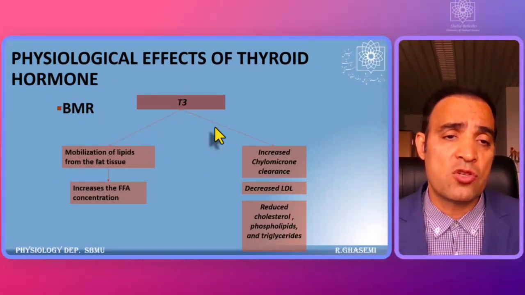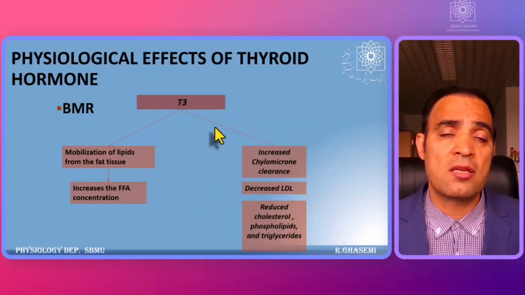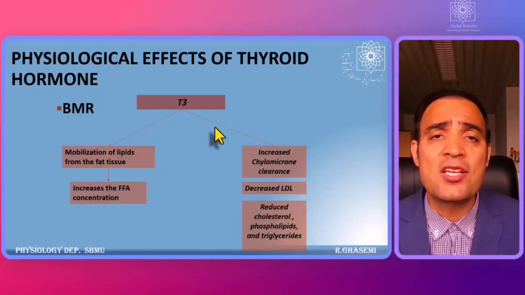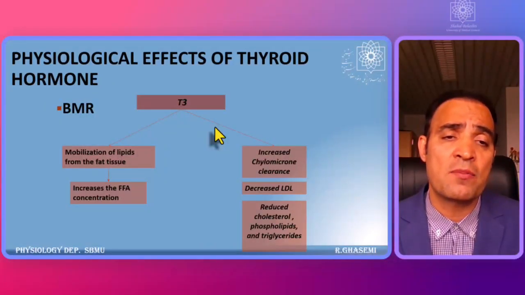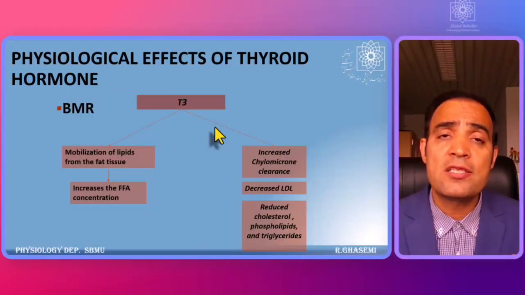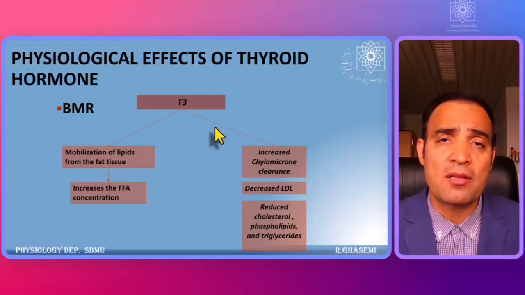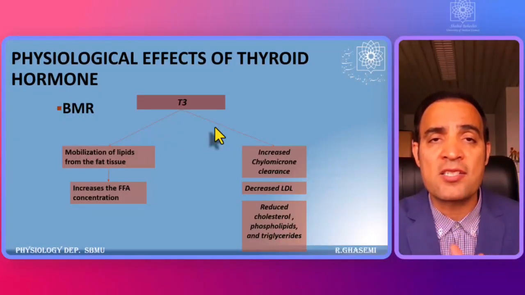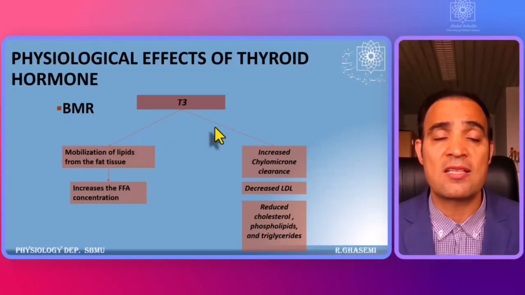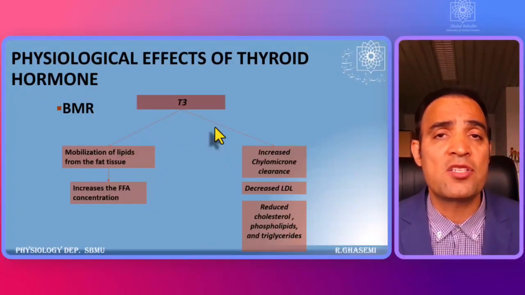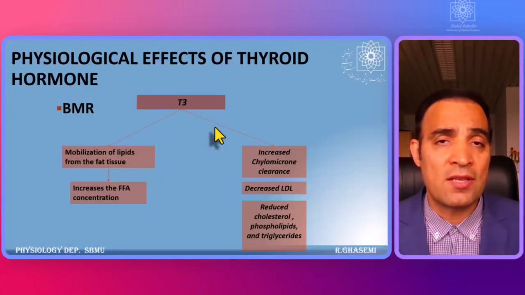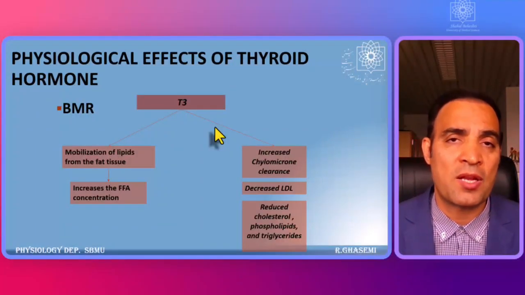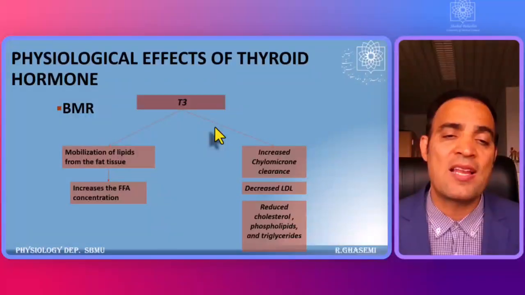In the lipid tissues, in the adipose tissue, thyroid hormone stimulates the mobilization of lipid from the fat tissue, and therefore increases free fatty acid concentration in the blood. Why? Because it is used as an energy source. On the other hand, you can see that it increases the clearance of the chylomicron, decreases LDL level in the blood, and decreases the cholesterol, phospholipid and triglyceride in the plasma because they are used as energy source.